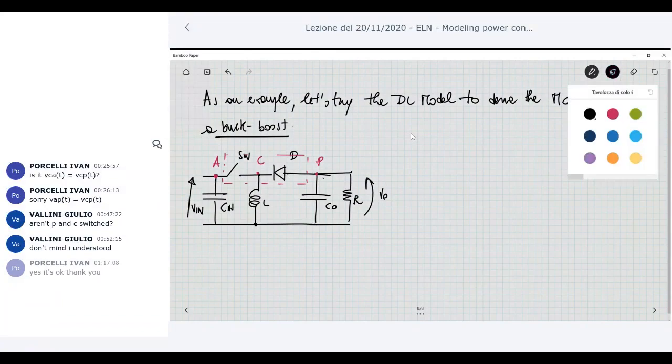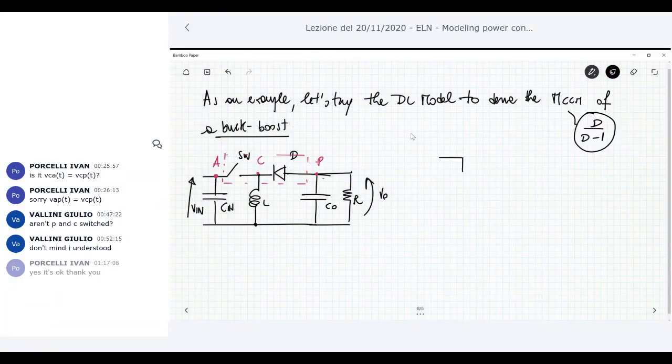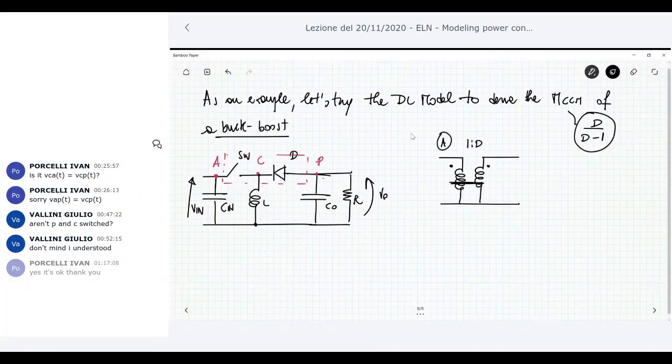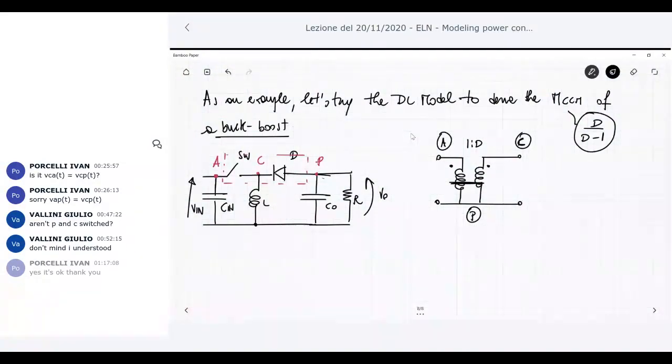I know the DC model for the switch network, because the model of the switch network is something like this. It's 1 to D, the turn ratio, and so you have the active node here, the passive node here, and the common node here. So the problem is typically now converted into replacing my active switch in the original circuit with the DC model, okay, and deriving equations in order to compute the conversion ratio.